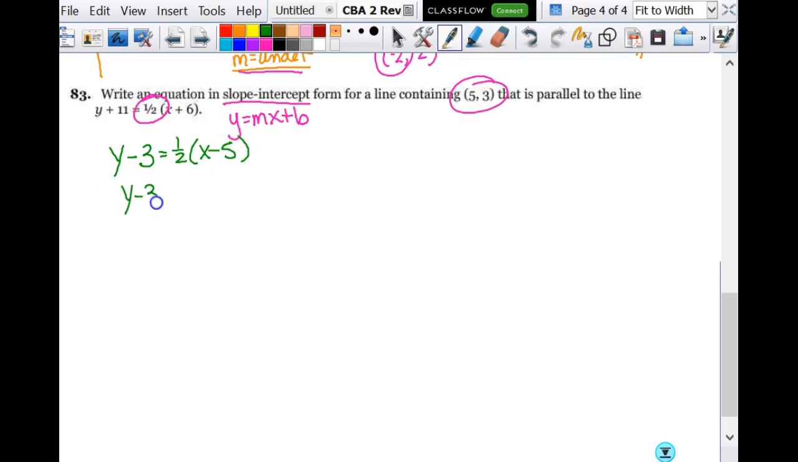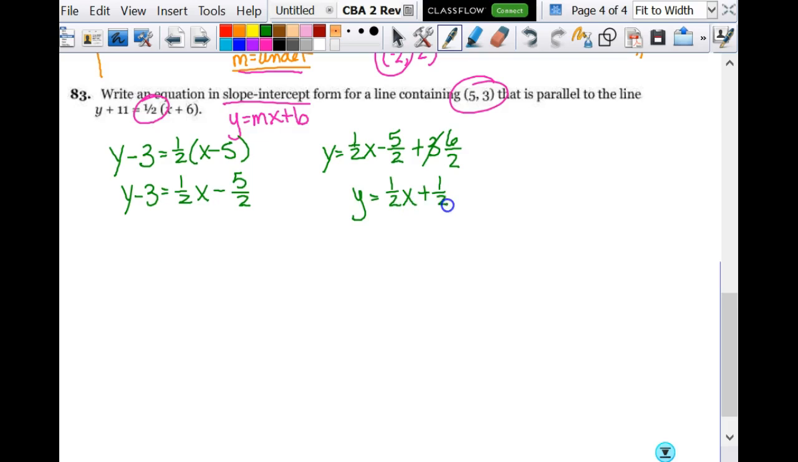So y minus 3 equals 1/2 x minus 5/2. Then I'm going to have to add 3 to both sides, so y equals 1/2 x minus 5/2 plus 3. But I need my common denominator, so I'll make that into 6/2, which means I get y equals 1/2 x plus 1/2, and that is your equation. And that is the end of review part 2.